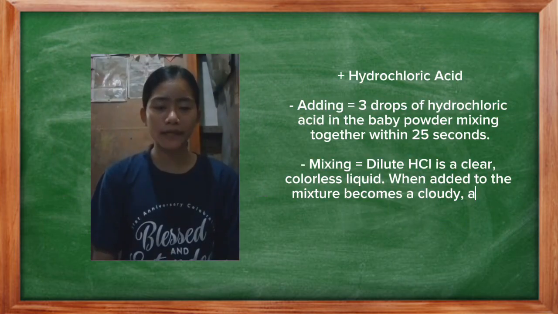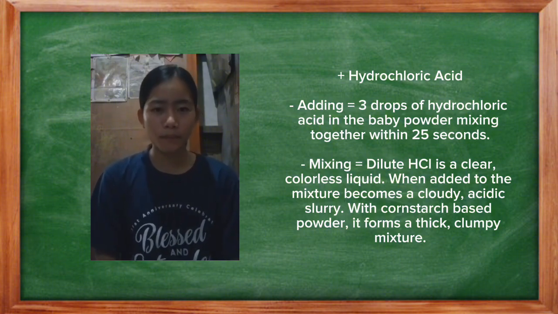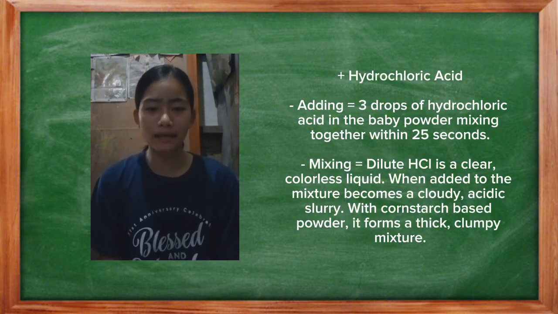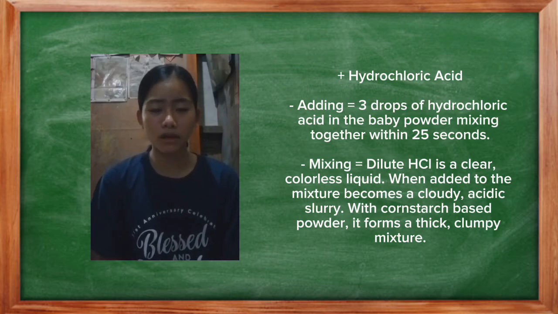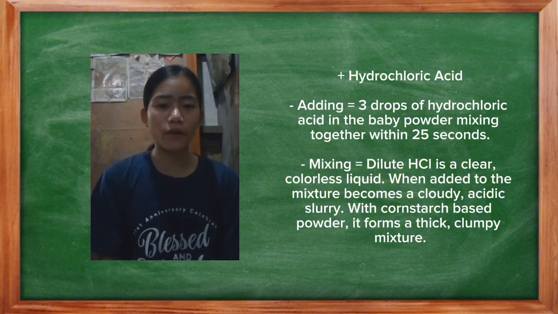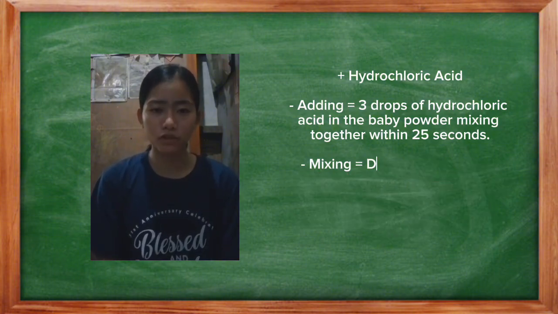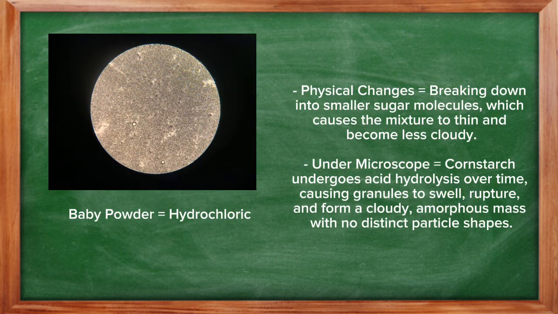With hydrochloric acid, adding 3 drops of hydrochloric acid in the baby powder, mixing together within 25 seconds. Dilute HCl is a clear, colorless liquid. When added, the mixture becomes a cloudy, acidic slurry with the cornstarch-based powder. It forms a thin, clumpy mixture. Physical change, breaking down into smaller sugar molecules, which causes the mixture to thin and become less cloudy.